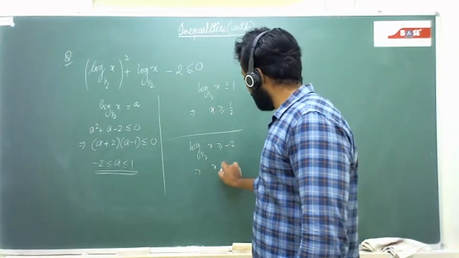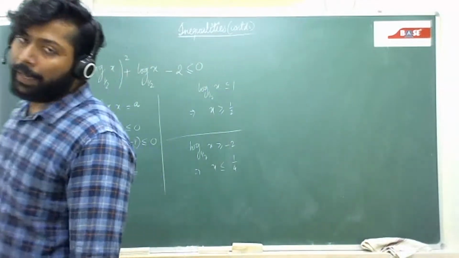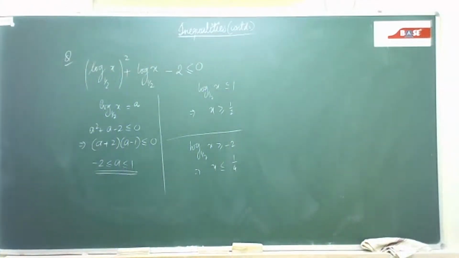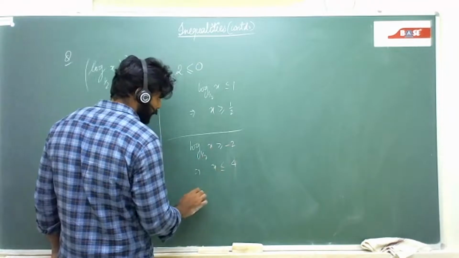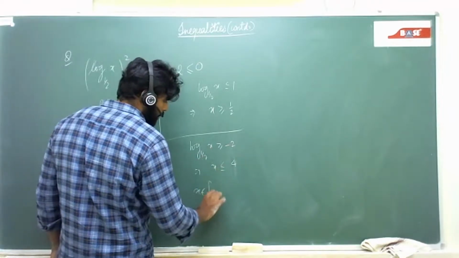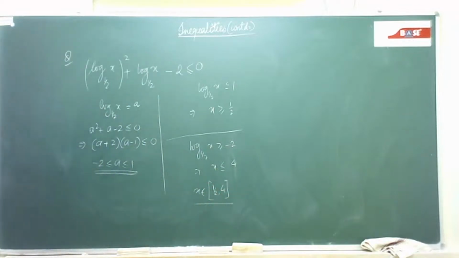Again the same thing, x will be less than equals to 1 by 4 then. So what we have is x lies between, x is more than half but less than 4. I think half to the power minus 2 is 4, more than half but less than 4. So the ultimate answer is half to 4. Moving on, next question.